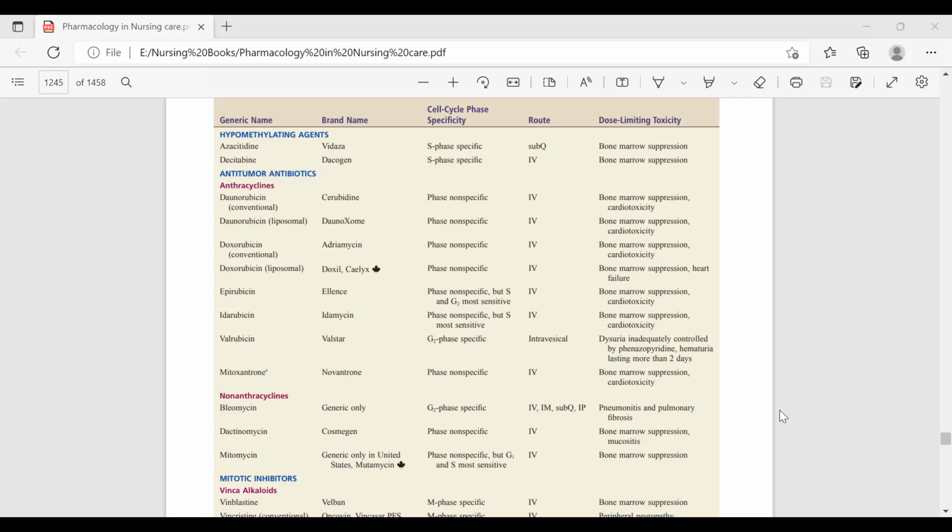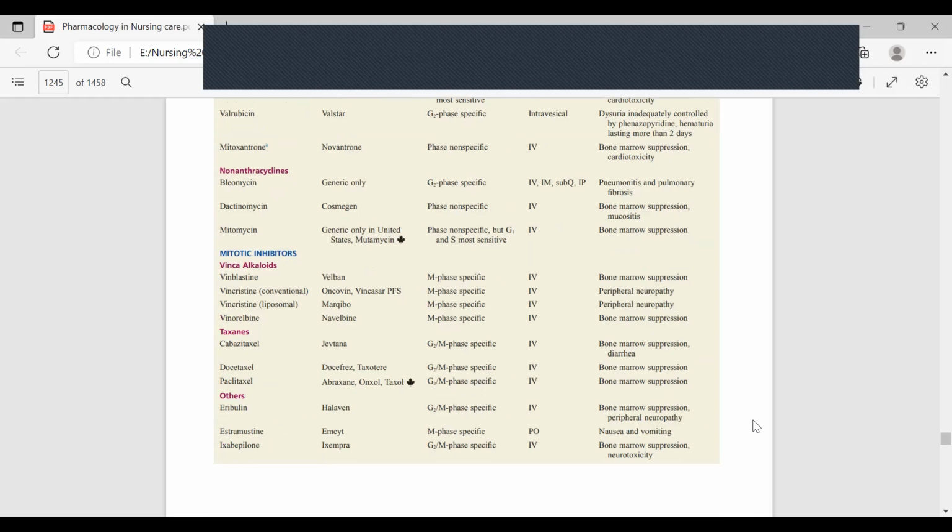that is dysuria inadequately controlled by phenazopyridine, and hematuria lasting more than 2 days. And in case of non-anthracyclines, pneumonitis and pulmonary fibrosis are also observed in the case of bleomycin, while mucositis is related with dactinomycin other than bone marrow suppression. Come towards the mitotic inhibitors.